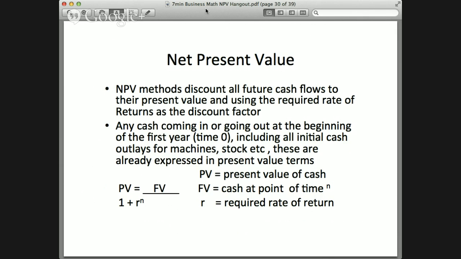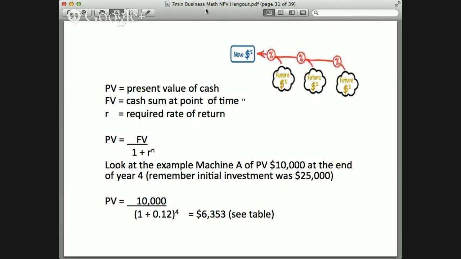So there's that calculation again. Present value equals future value divided by 1 plus the required rate of return, which management said was 12%, to the power of the number of periods. Let's have a look at that. Looking at machine A, the formula is $10,000 divided by 1.12, which is what management said they wanted, over a 4-year period.